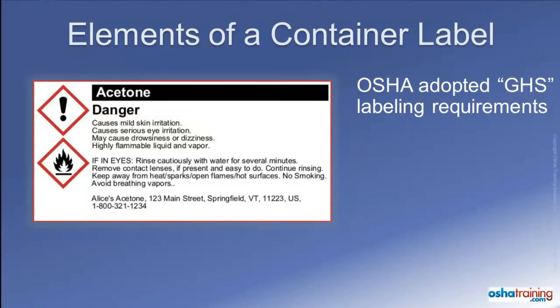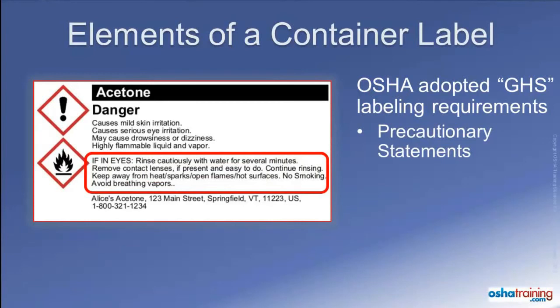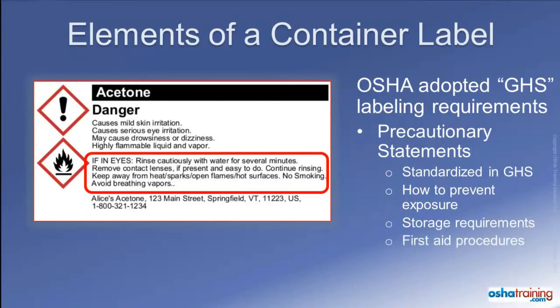The next section of the container label shows what are known as precautionary statements. These too are standardized in the GHS labeling system and in general convey information about how to prevent or lessen exposure to the chemical, as well as considerations for storage of the product, first aid procedures to be used when accidental overexposure occurs, and, where applicable, information on how to respond to an accidental spill or release of the product, as well as information about its proper disposal. Additional safety and health related information can be found on the product's safety data sheet.